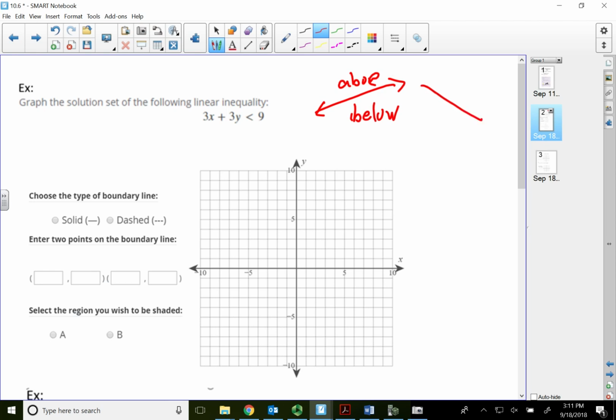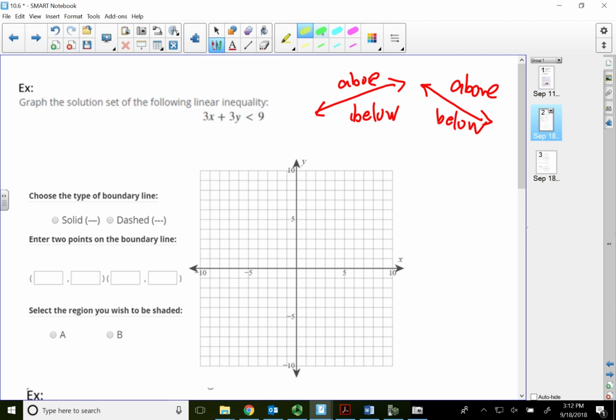If I have a line going down the hill, then above the line has got to be on this side. Below the line is going to be on this side. Above is going to be greater than, below we shade, below will be less than. So solve for y first.